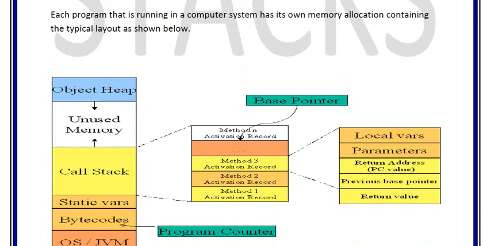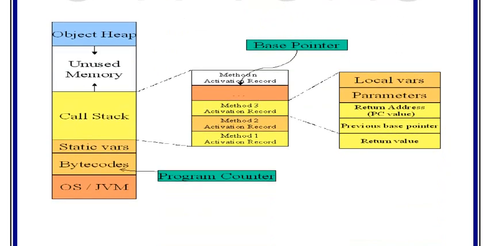In this memory management section, we can see here that we have object heaps, then unused memory, then call stack, and static variables, and so on. These elements are given here. You can have a snap of this diagram if you want to study further.